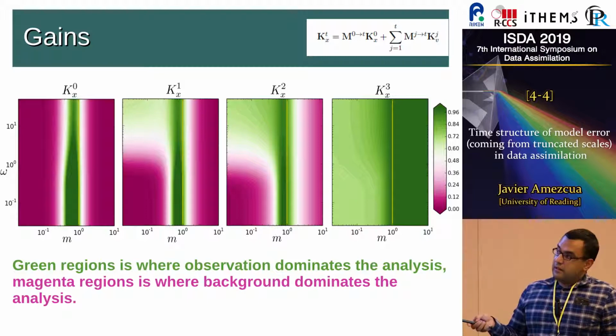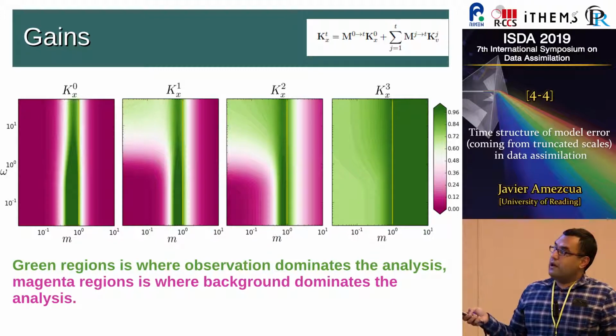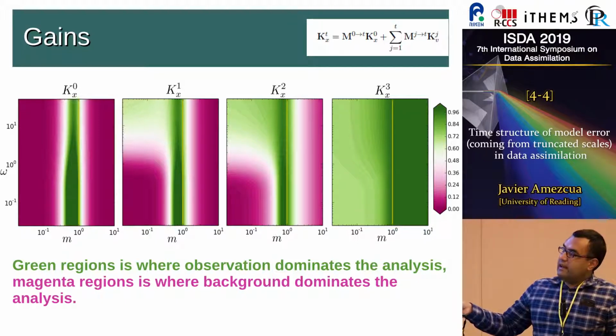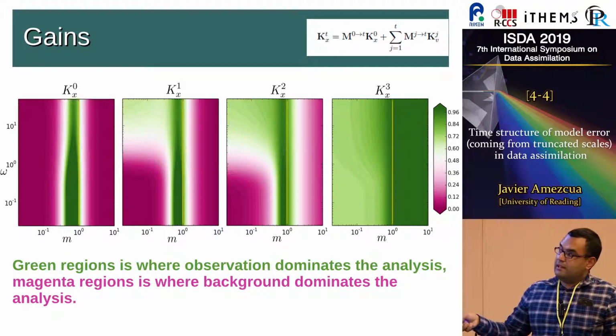So basically, each plane is, first of all, 4 time steps, initial conditions and 3 time steps, of this very simple model that I was showing before. Each plane has, for different model magnitudes, an expansive model to the right of the identity and a compressive model to the left. I'm looking at the impact of the observation, so just K. So in green regions, most of the analysis comes from the observation. In magenta regions, most of the analysis comes from the background.